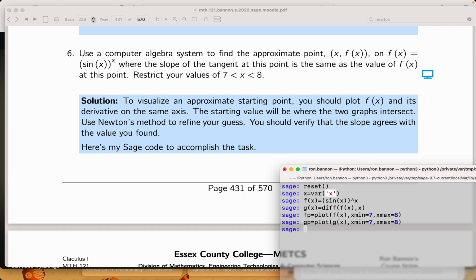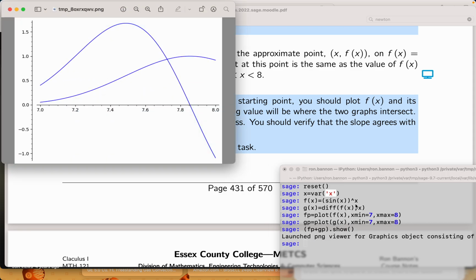I want to show that, so I'm going to take fp plus gp, and show it. Okay, I'm seeing the two graphs, and they intersect. It's almost incidental which is which. The point of intersection over here, I'm going to say, roughly speaking, is about 7.7. It's certainly not 7.8, not 7.6. I'm going to say roughly 7.7. That's my initial guess.